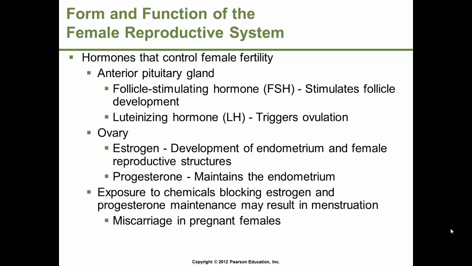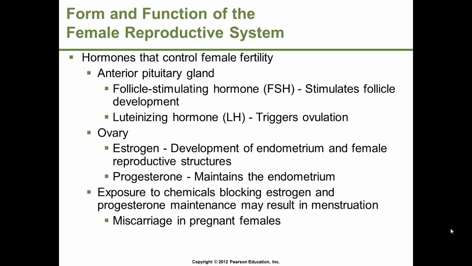So the gonadotropin releasing hormone from the hypothalamus is going to facilitate the anterior pituitary gland releasing FSH, or follicle stimulating hormone, which is going to stimulate the follicle development. Luteinizing hormone is going to trigger ovulation, or the release of the egg.